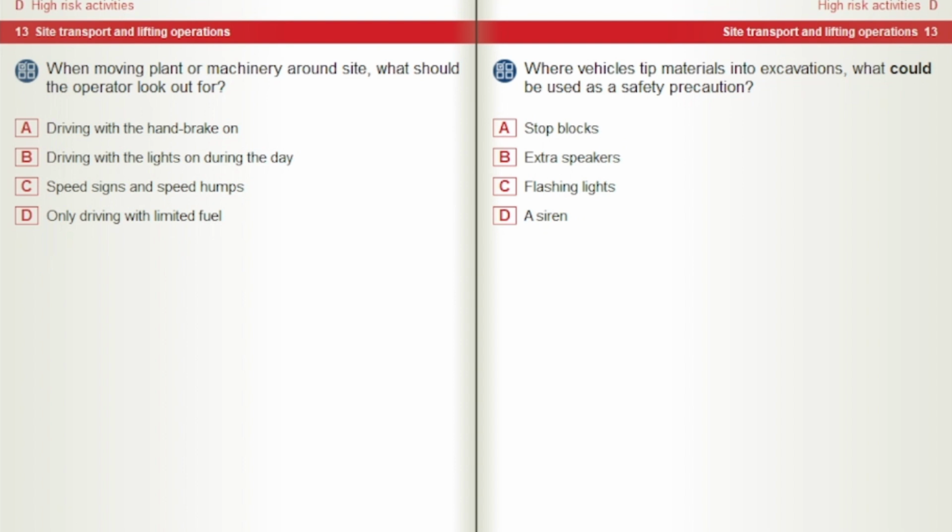Where vehicles tip materials into excavations, what could be used as a safety precaution? Stop blocks. Extra speakers. Flashing lights. A siren.